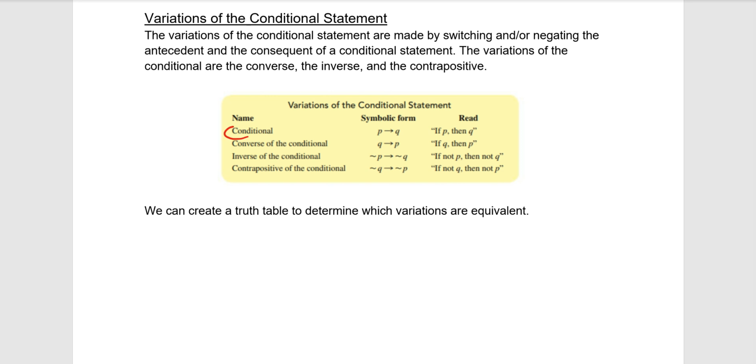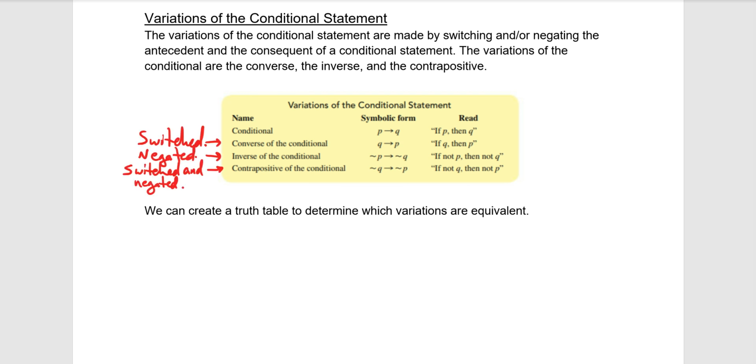First we have the conditional, which we know already: if P then Q. The converse of the conditional is them switched. So instead of if P then Q, the converse is if Q then P. The inverse is both of them negated: if not P, then not Q. And the contrapositive is switched and negated: if not Q, then not P. So the converse is Q and P being switched, the inverse is negated, and the contrapositive is switched and negated.